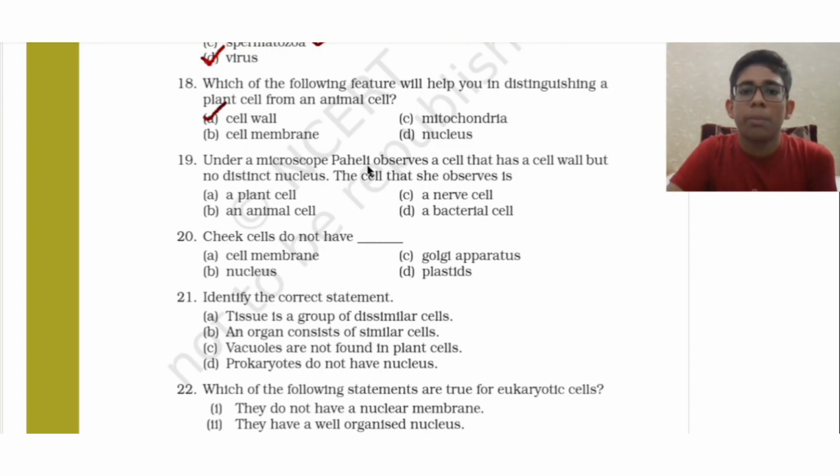Under a microscope, Paheli observed a cell that has a cell wall but no distinct nucleus.